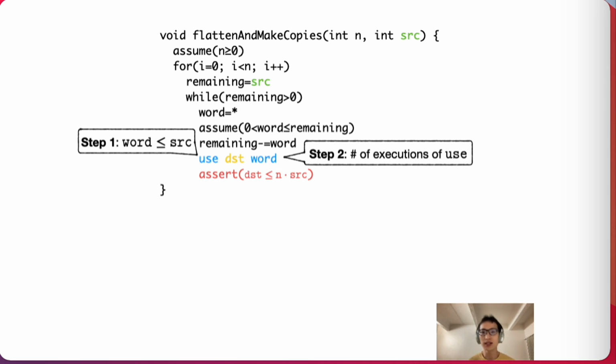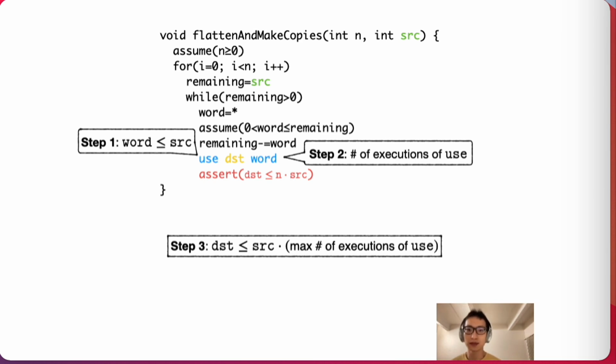Second, we analyze how many times this use command can be executed. Lastly, we approximate the value of dest by multiplying the worst case cost per word, which is source, with the max number of times executing the use command. Can we verify the given assertion by this approach?